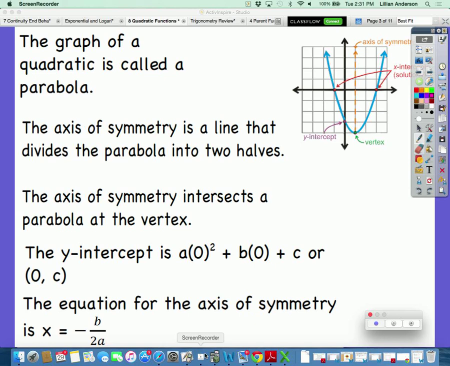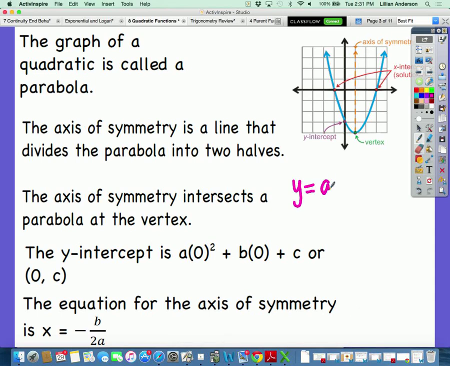And then, of course, to find the y-coordinate, you just plug in 0. The y-intercept is what you get when you plug in 0 for x. Okay, that's how you find the y-intercept. You plug in 0 for x. And as you see, it will always be whatever c is. In the standard form for a quadratic, for those that don't remember, standard form for a quadratic is ax squared plus bx plus c. And the equation for the axis of symmetry is x equals negative b over 2a.